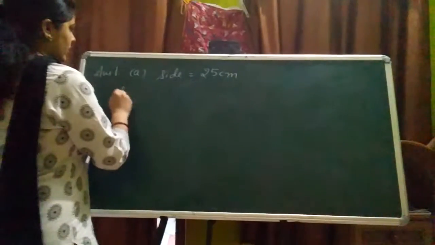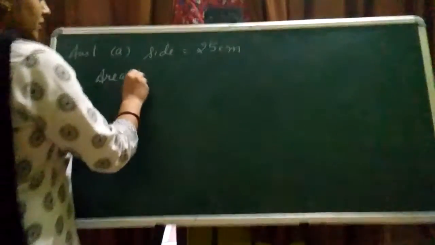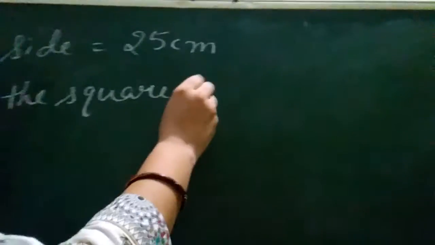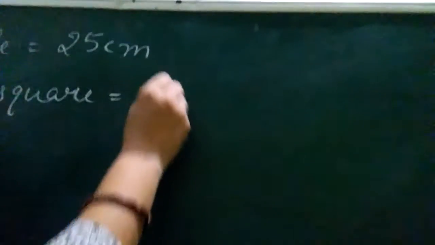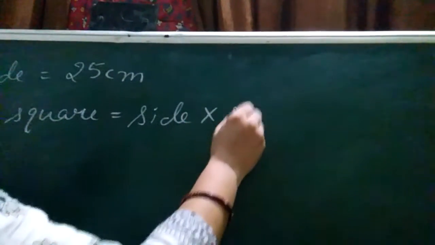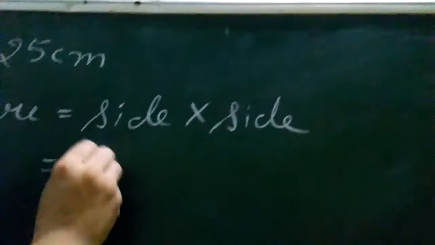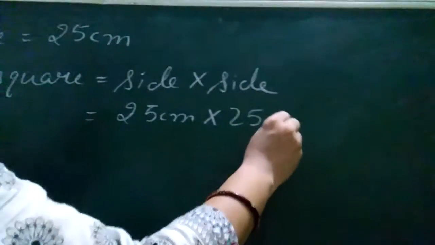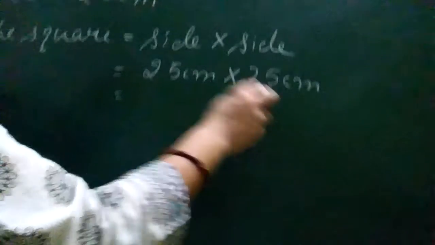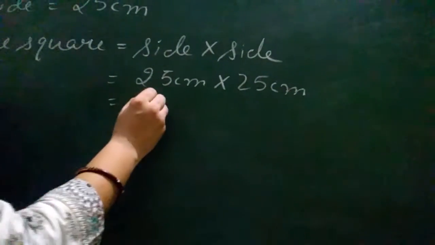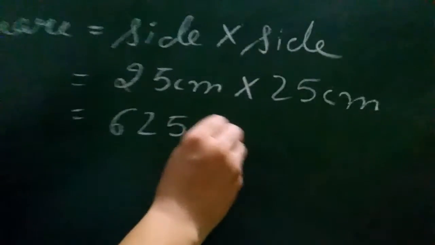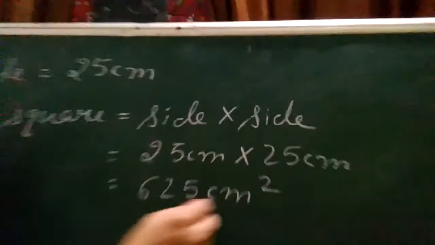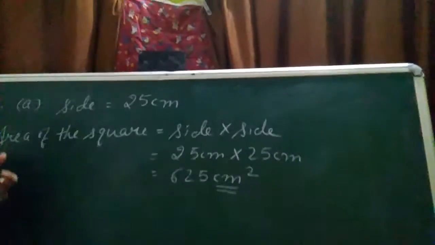So what is the area of the square? Area of the square is equal to side into side, and it is equal to 25 centimeter into 25 centimeter, and when you multiply 25 into 25 it gives you 625 centimeter square. This is the area of the square in centimeter square.